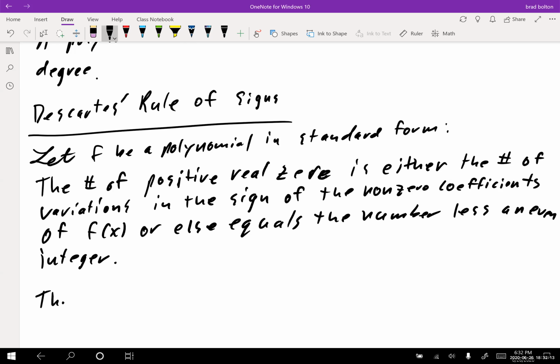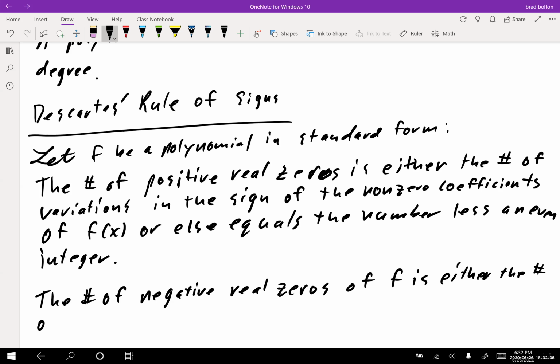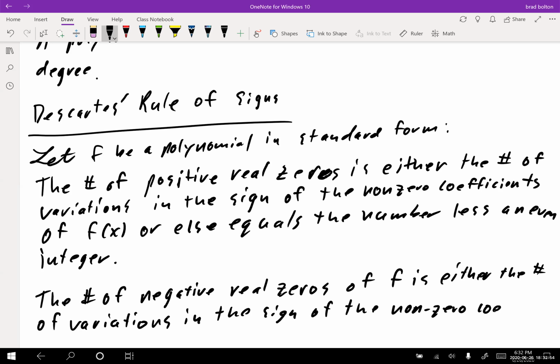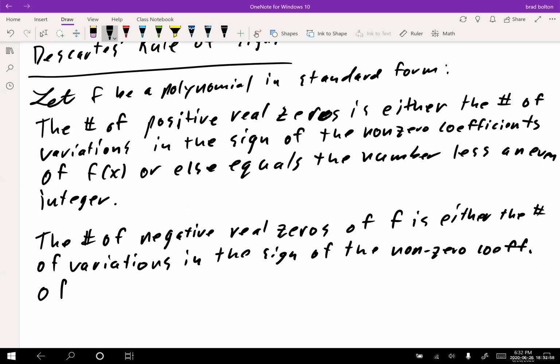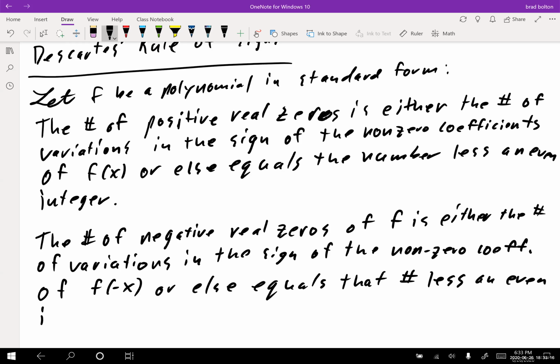Let me write this other one. The number of negative real zeros, and again, we're talking about real zeros, not imaginary, of f is either the number of variations in the sign of the non-zero coefficients, just like before, but this time of f of negative x, or else equals that number less an even integer.